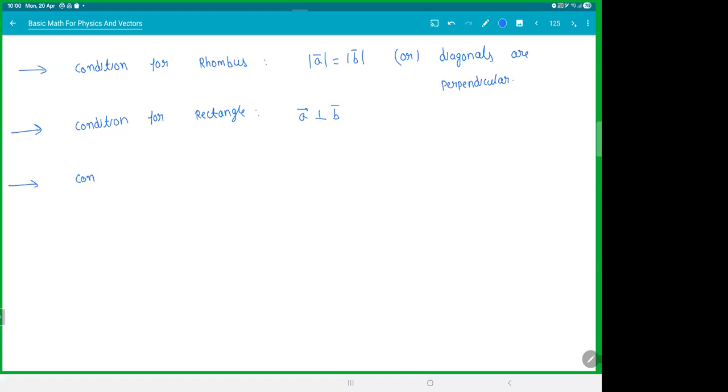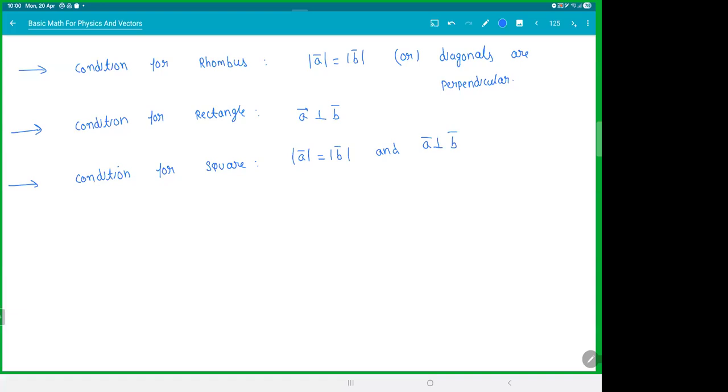What is the condition for a square? So these are all the conditions to convert a parallelogram into other shapes. For a square, mod A must be equal to mod B. The sides must be equal in magnitude, and not an or, and A must also be perpendicular to B. Clear this? So if someone asks you what is the condition for a parallelogram to become a square, it has to satisfy both.